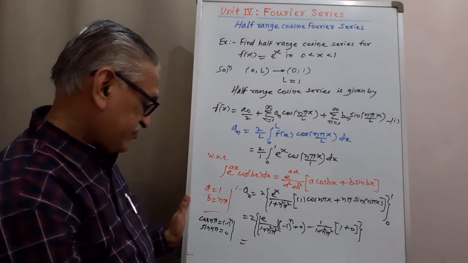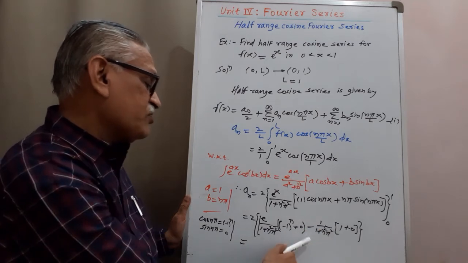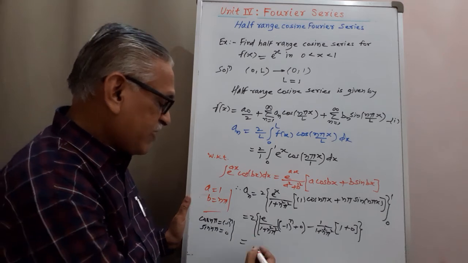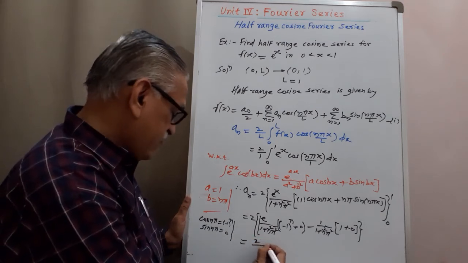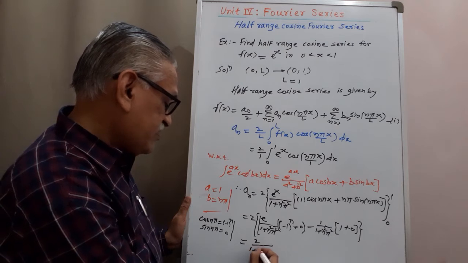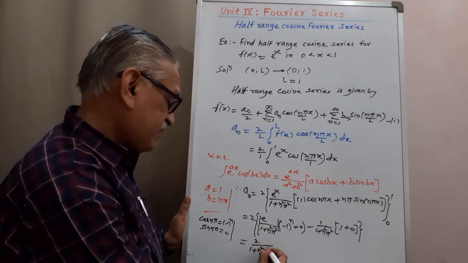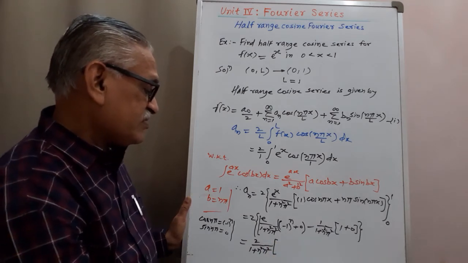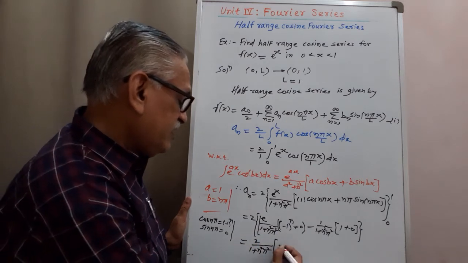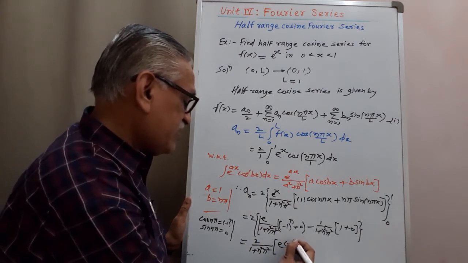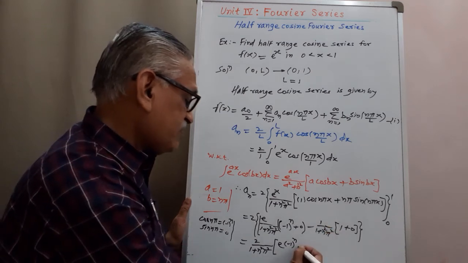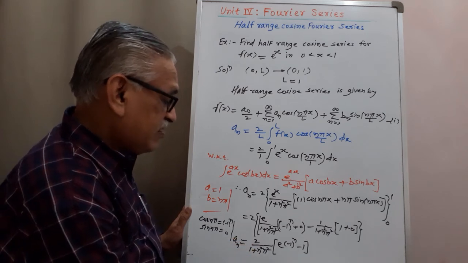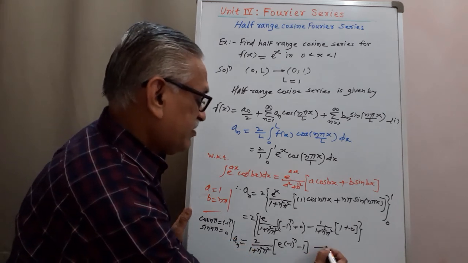We can take common from these two terms 1 upon 1 plus n square pi square. Therefore, it is 2 divided by 1 plus n square pi square multiplied by e into minus 1 raised to n minus 1. This is the value of an. We call this equation number 3.